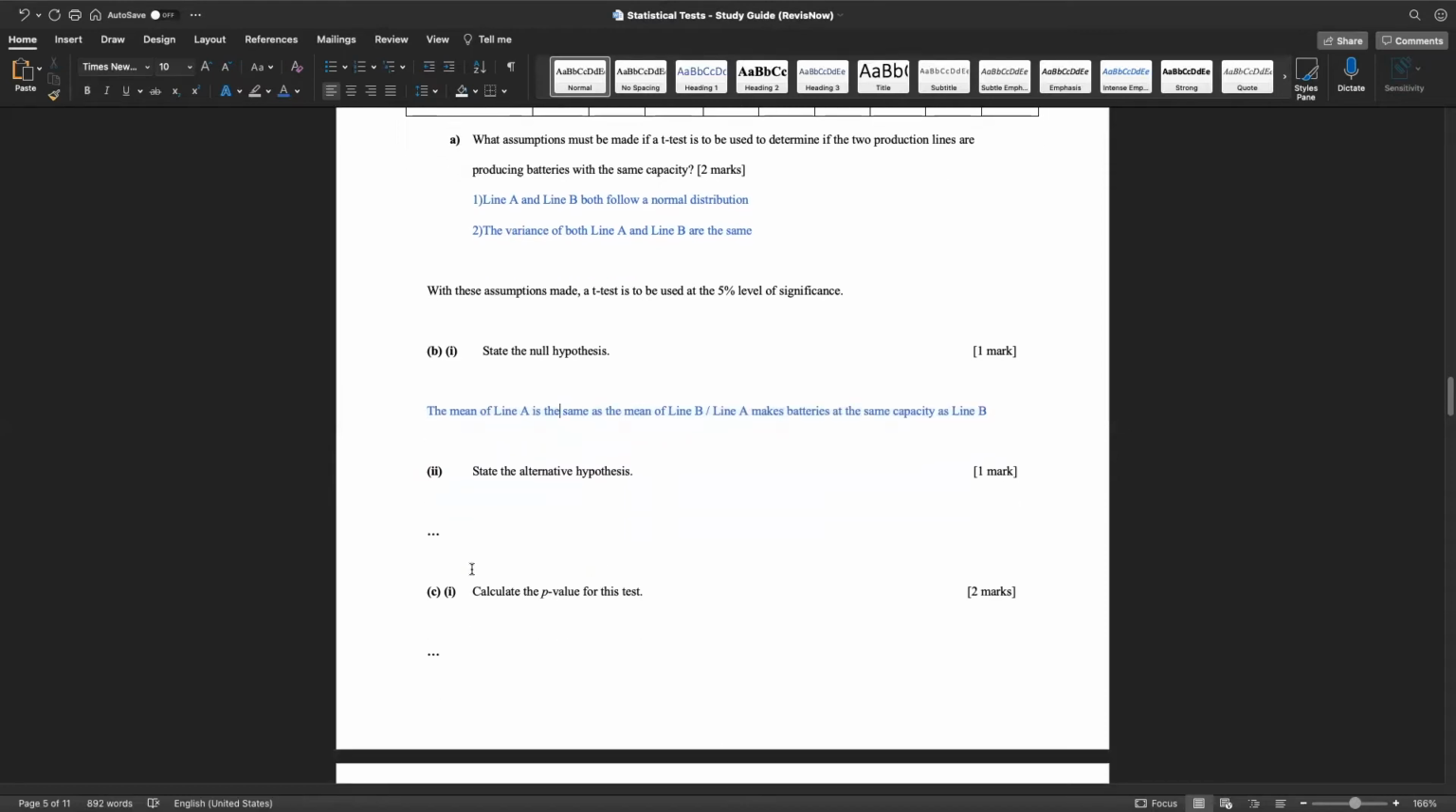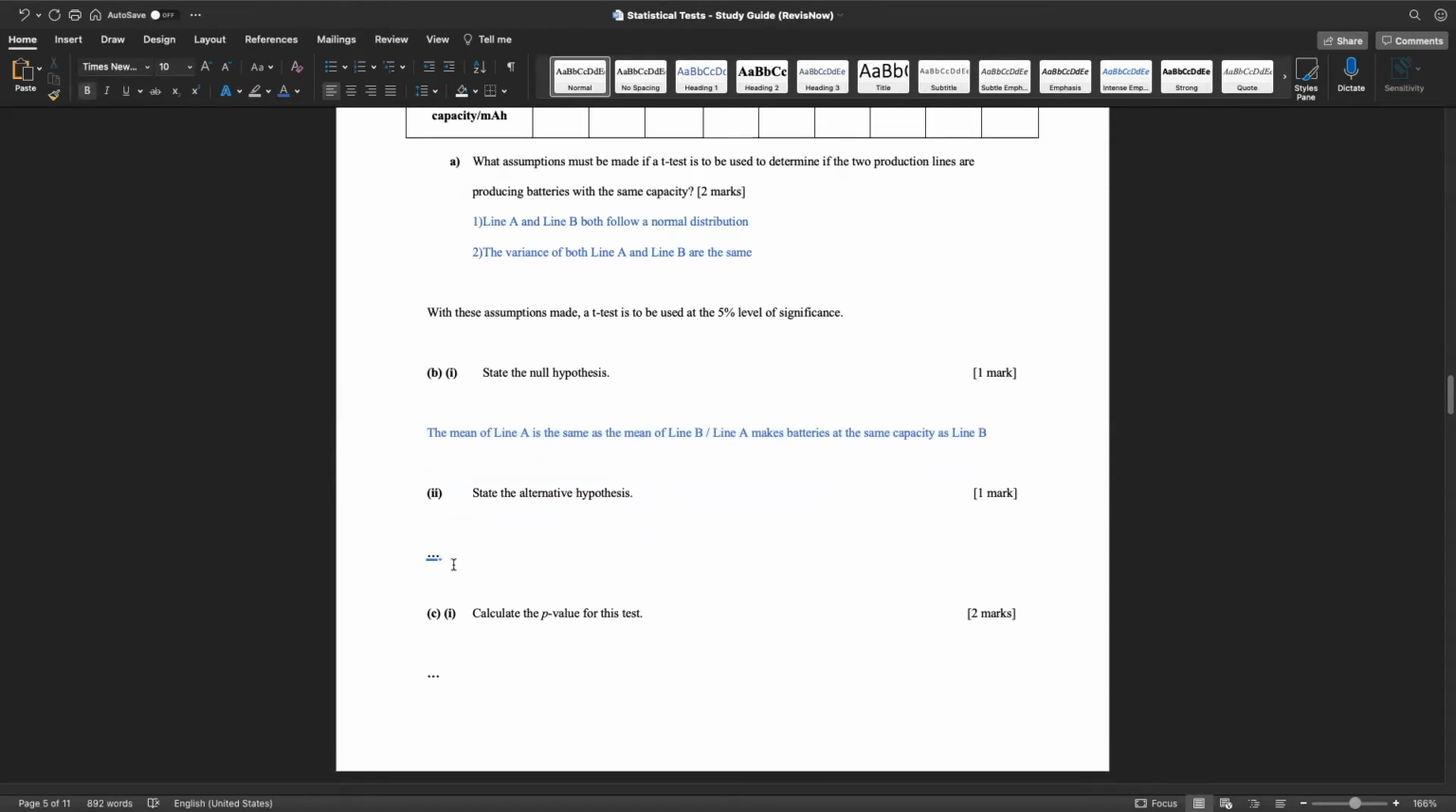Okay. State the alternative hypothesis. So that would just be that the mean of line A is not the same as the mean of line B, and that they do not make batteries at the same capacity.